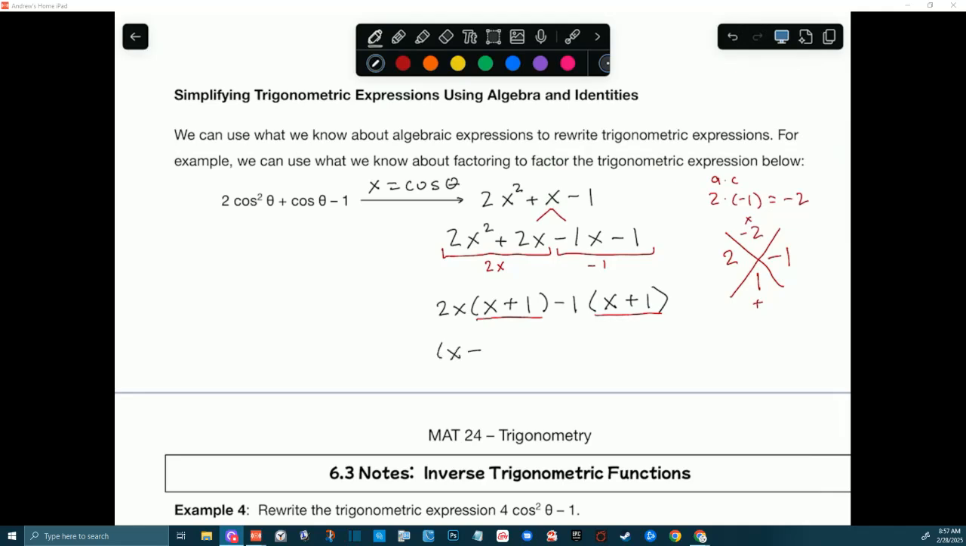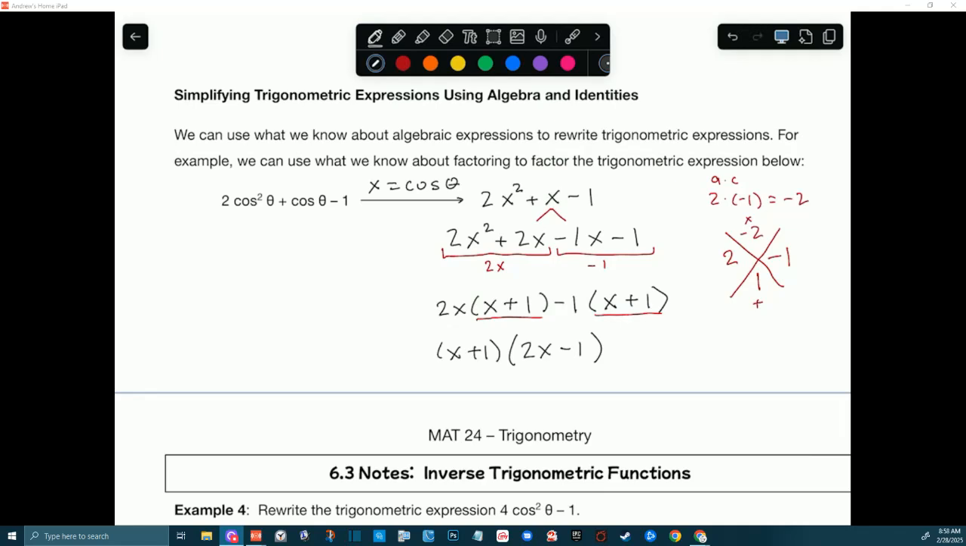So I pull the x plus 1 out in front, and what I'm left with is a 2x from the first term, and then I'm left with a -1 from the second term. So 2x squared plus x minus 1 factors into x plus 1 times 2x minus 1.